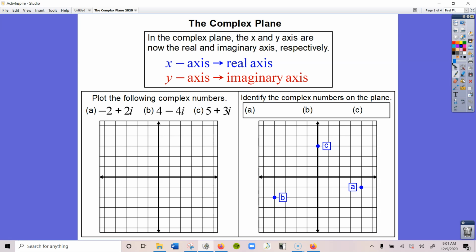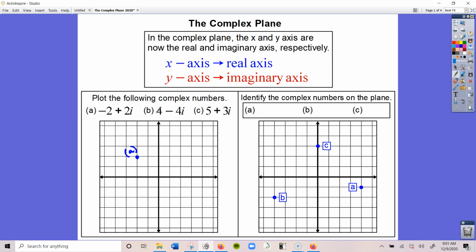Now for complex numbers, if you have, for example, here, -2 plus 2i. -2 is a real number, so we would move on the x-axis 2 to the left because it is negative. And then plus the 2i means that we're going up the y-axis, which is the imaginary axis, 2. So this right here would represent -2 plus 2i. The same would go for all the other complex numbers.